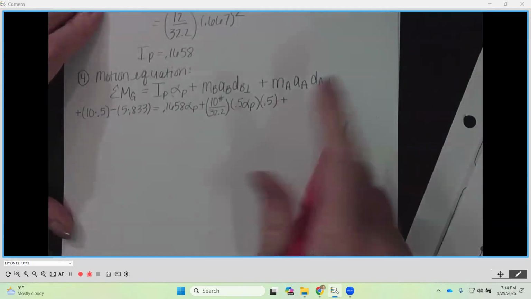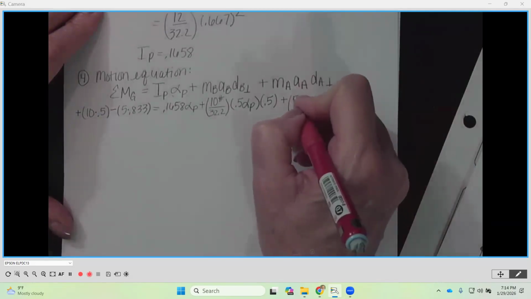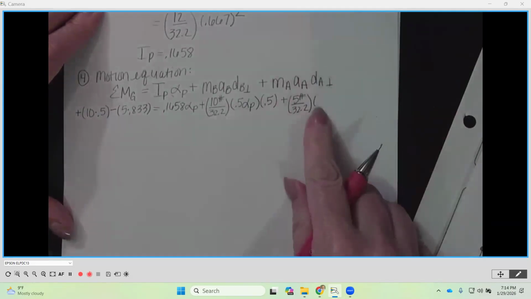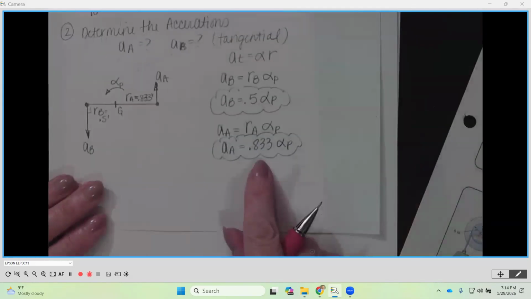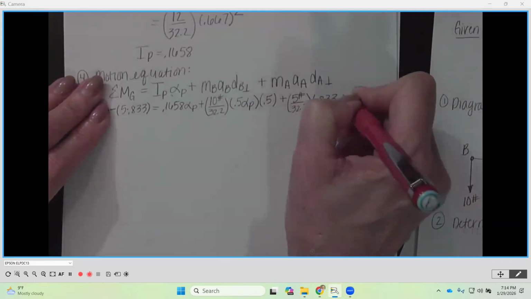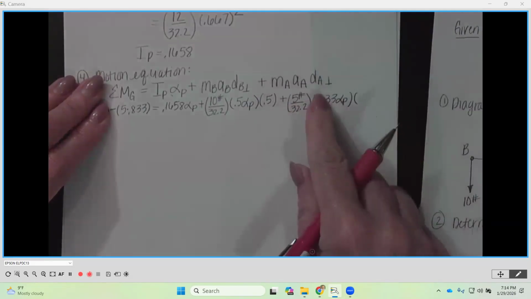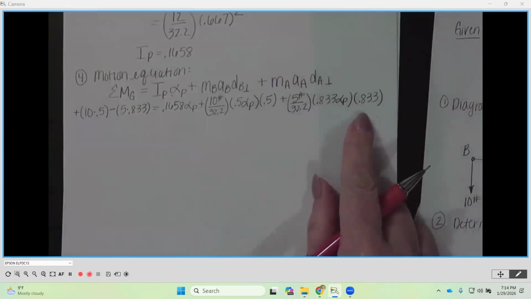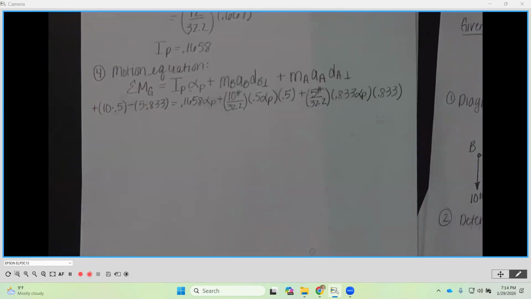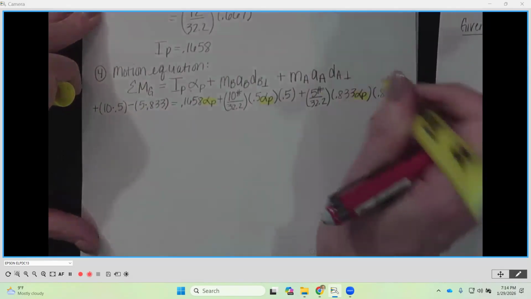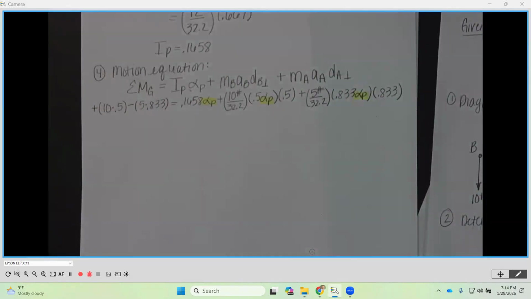Plus the mass of A. The mass of A is going to be its weight, 5 pounds, divided by 32.2, times the acceleration of A, 0.833 alpha P, times that perpendicular distance, which is the 0.833 value. So you will notice here that our unknowns are the angular velocities of our pulley.